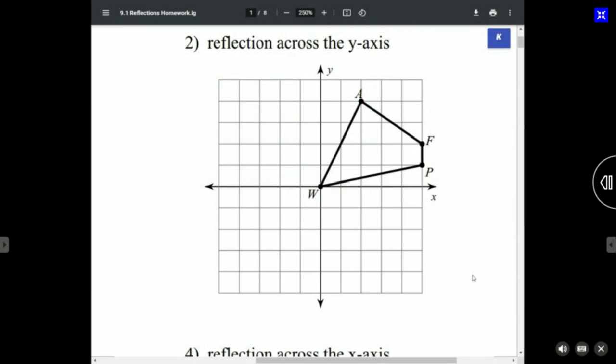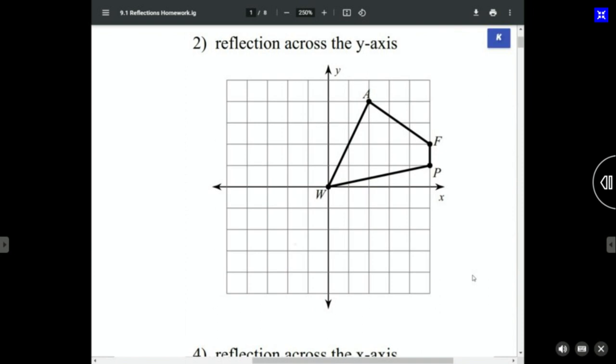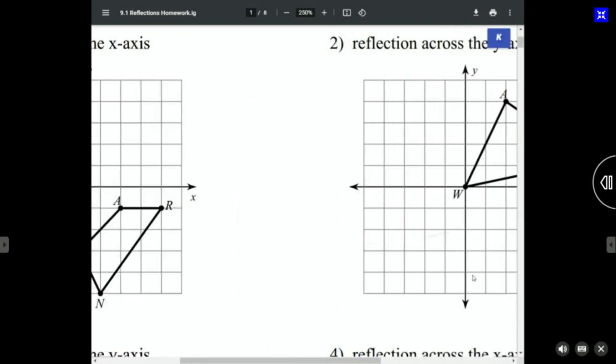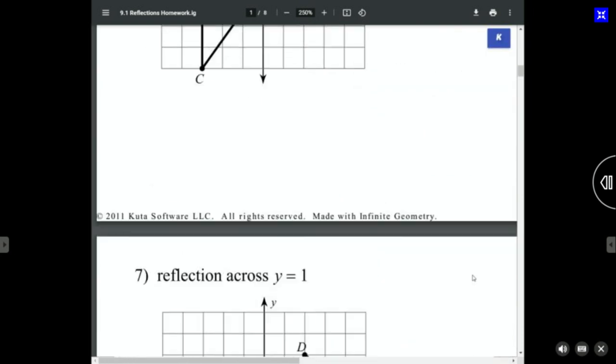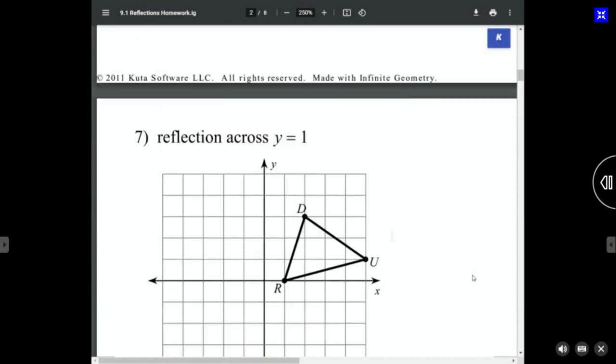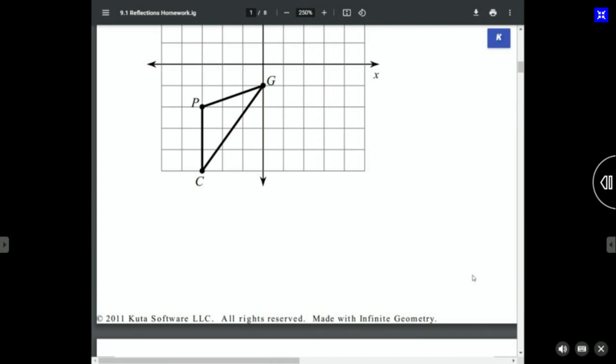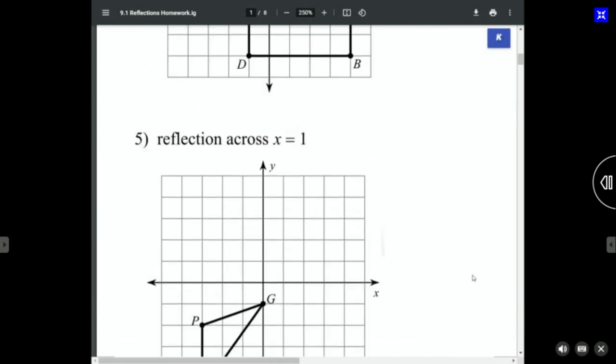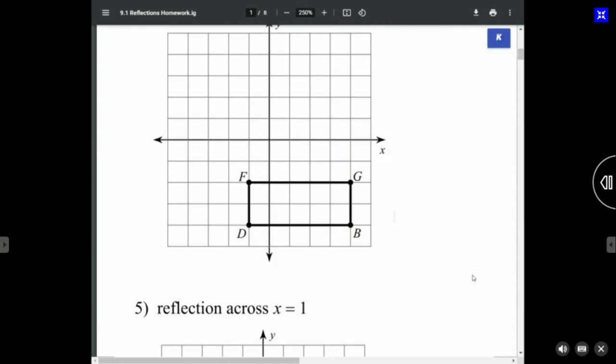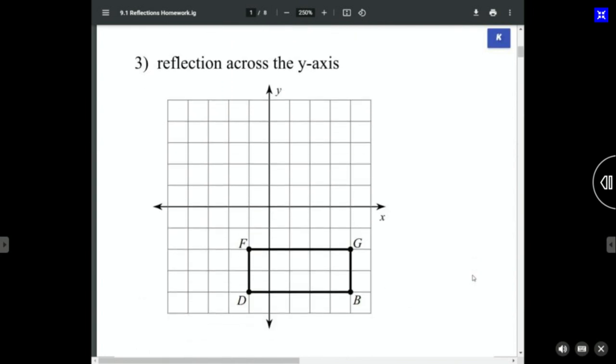All right, how are we feeling about these so far? Pretty good? All right, you're going to do 3 and 4. What's going to happen when you do problem 3? It's going to overlap. It is. It's going to cross the y-axis, but it's going to overlap.